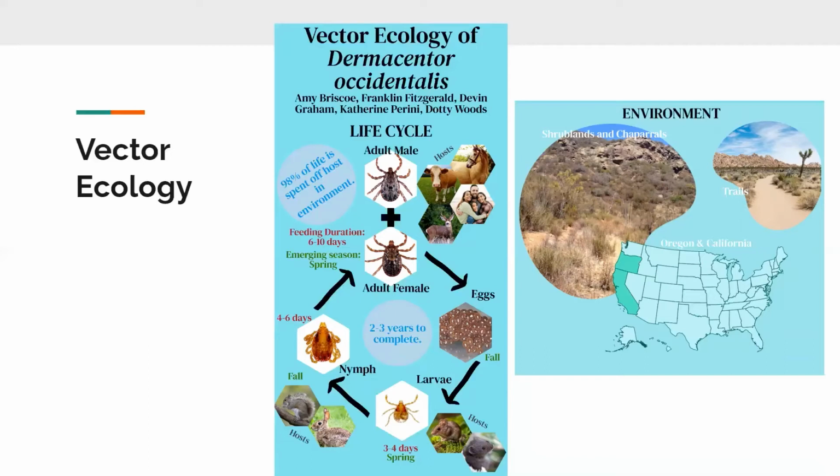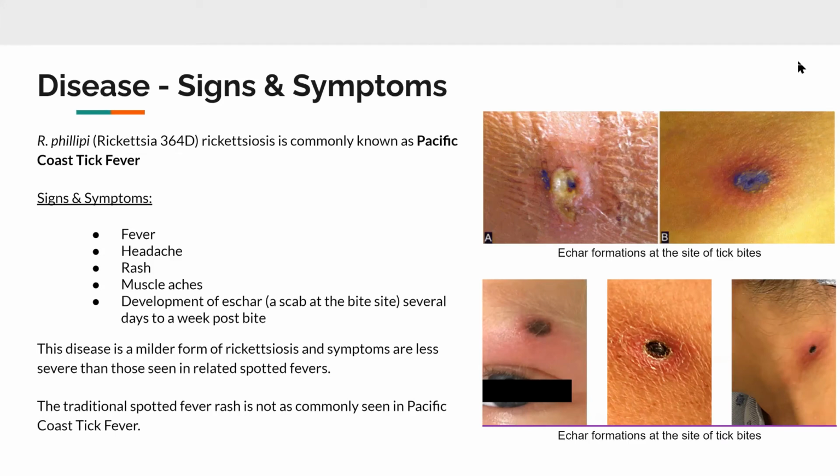You'll also notice that there's a map pointing out in the United States where this species is most likely to reside. R. phillipi, formerly known as Rickettsia 364D, causes the disease commonly known as Pacific Coast tick fever. There are several generalized symptoms associated with this disease, such as fever, headache, rash, muscle aches, and the development of a prominent scab at the bite site known as an eschar. Overall, the symptoms of this illness can usually be described as mild. The traditional spotted fever rash that is seen in related diseases such as Rocky Mountain spotted fever is not typically seen in Pacific Coast tick fever, but has been seen to occur in a rare number of cases.